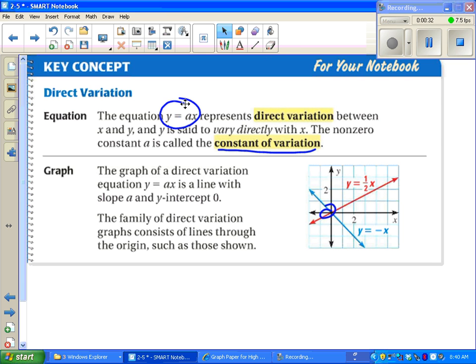And this again is called direct variation because to get from one number to the other, you just multiply by a specific number.